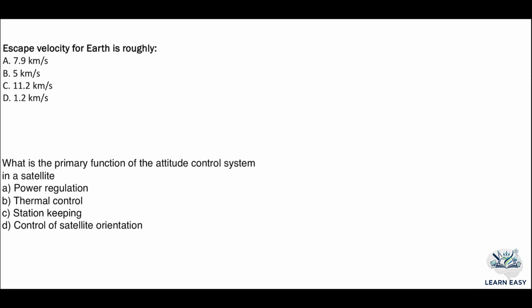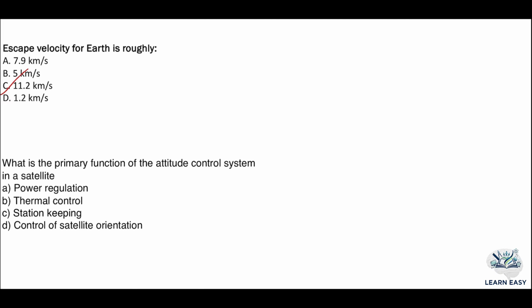Next question. The escape velocity of Earth is roughly option A 7.9, option B 5, option C 11.2, option D 1.2. We know that the escape velocity is the minimum speed an object must have to completely escape a planet's gravitational pull without any further engine thrust. And here the escape velocity is option C, that is 11.2.